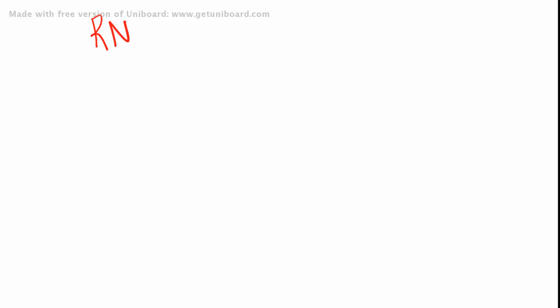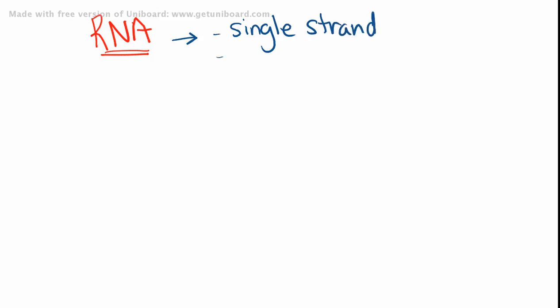RNA. We'll just do RNA really quick. And RNA is totally the same as DNA, except it's got a couple of differences. Number one, it's single-stranded. 2, RNA has no T. It has U. This stands for uracil, in case you need to know that.